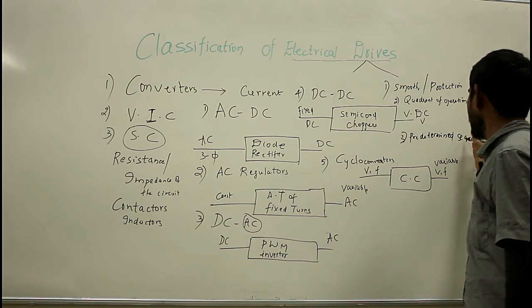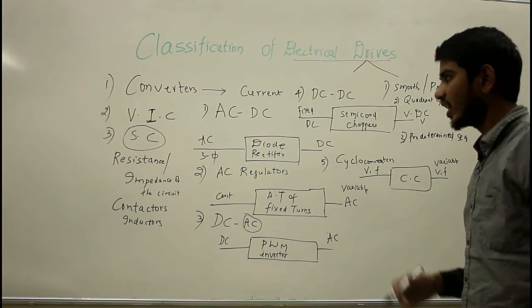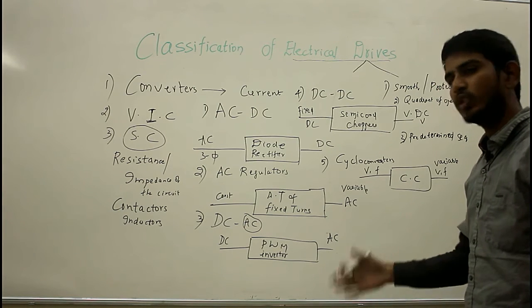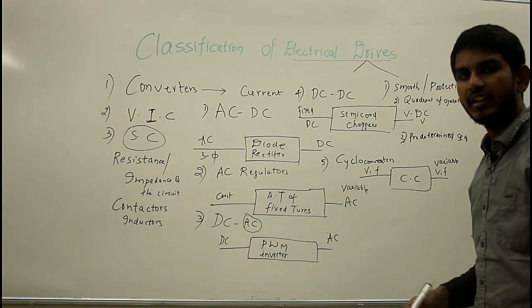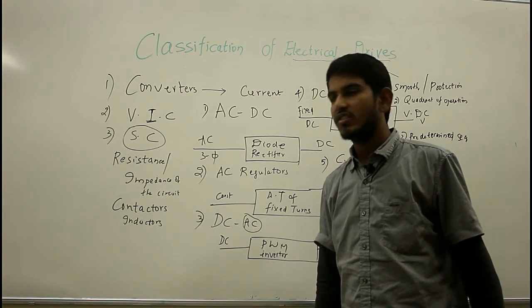Predetermined sequence, and to provide interlocking, and also to disconnect the terminals from the supply when the motor is subjected to faults or any abnormal conditions. So these are basically the 3 functions of the switching circuits.